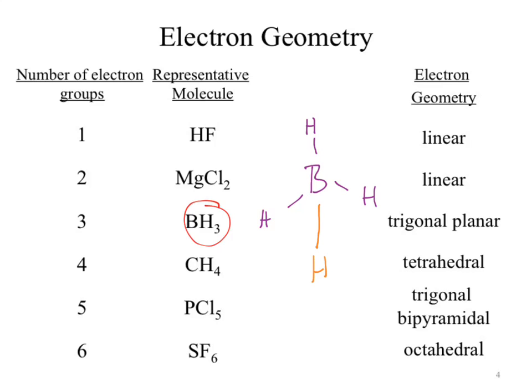So, if we go back to our BH3, get rid of that silly coordinate covalent bond, how many groups of electrons do we have? We've got 3 groups of electrons. I know I shifted up a little bit. The geometry that we end up pulling out of that is trigonal planar. Okay? Let's give this a shot, see if I can do it.